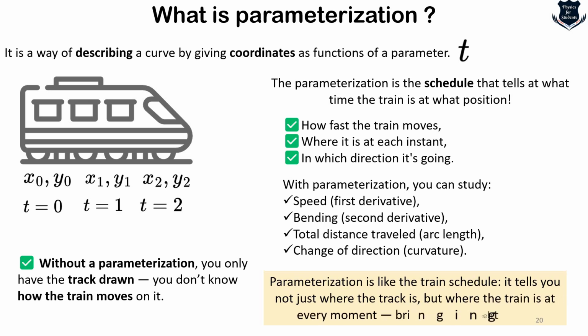It tells you not only where the track is, but where the train is at every moment. It brings the curve back to life. Now, this is a layman's definition which will make it easy to understand.